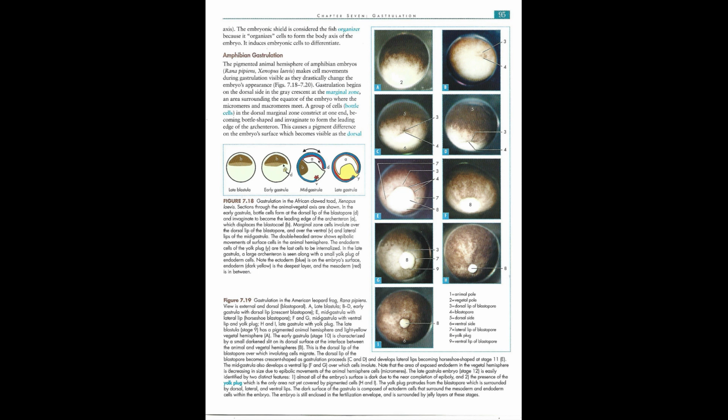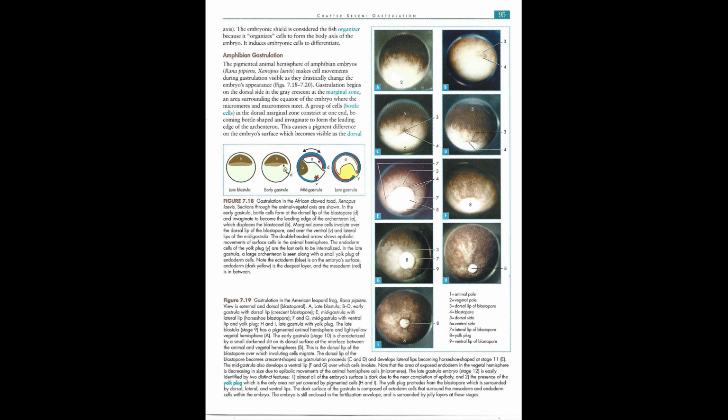Amphibian gastrulation. The pigmented animal hemisphere of amphibian embryos, Rana pipiens, Xenopus laevis, makes cell movements during gastrulation visible as they drastically change the embryo's appearance, Figs. 7.18 to 7.20.